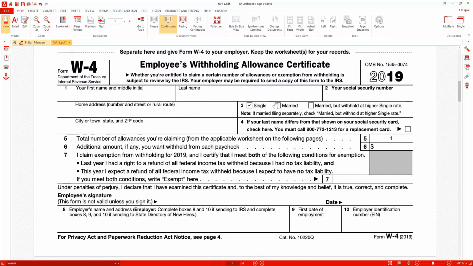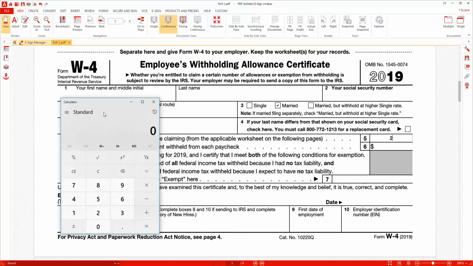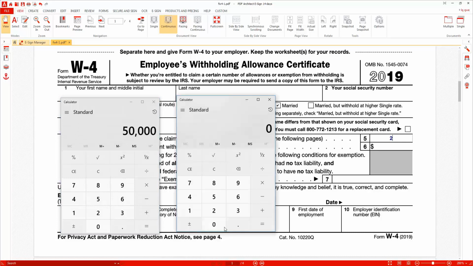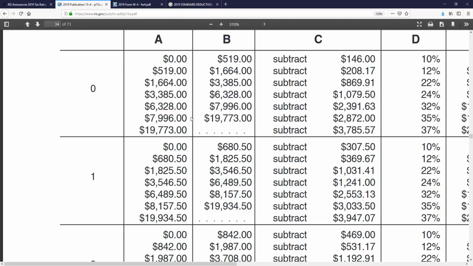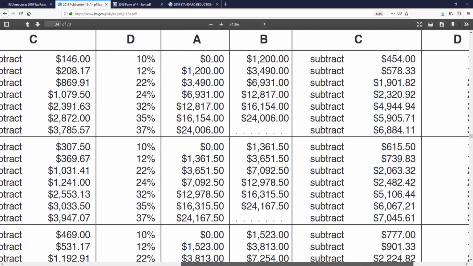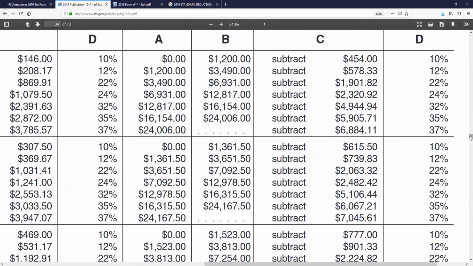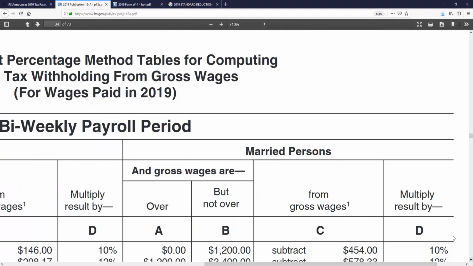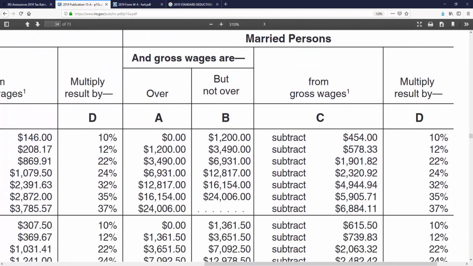So let's go back up to our W-4, and we're going to say married, and 2. Now, the wife makes $50,000 a year. The husband makes $40,000 a year. What we're going to do is use our IRS wage withholding table to figure out how much taxes will be withheld from the paycheck.